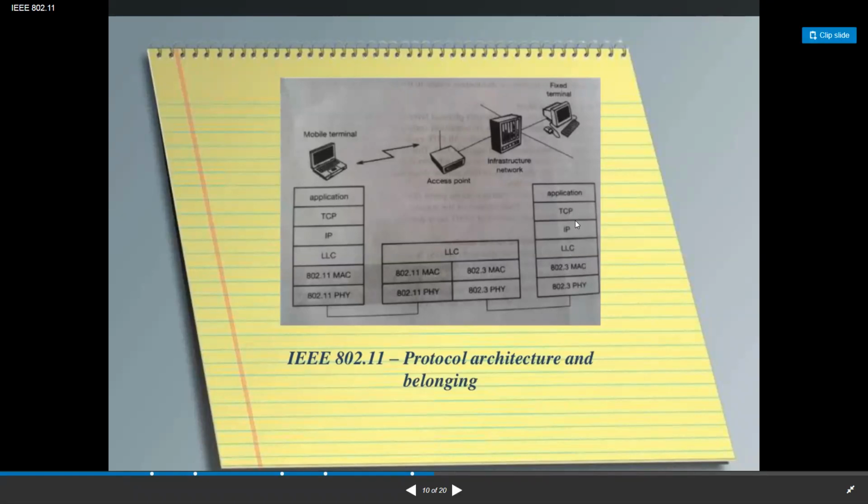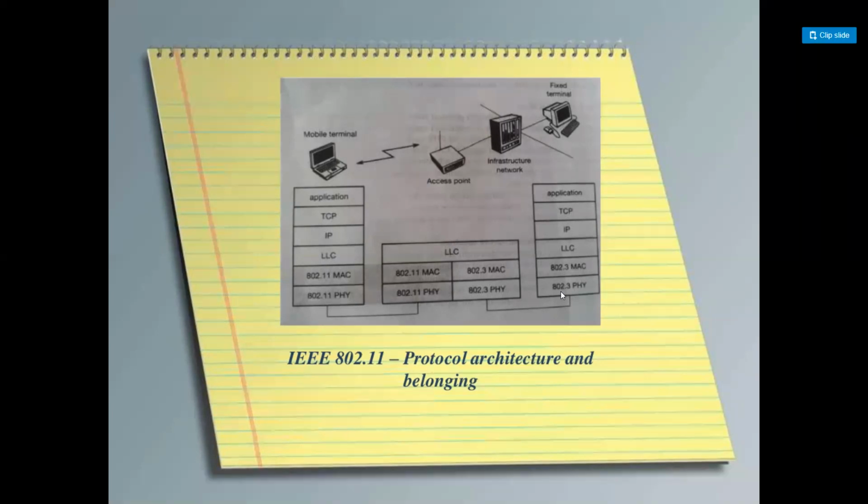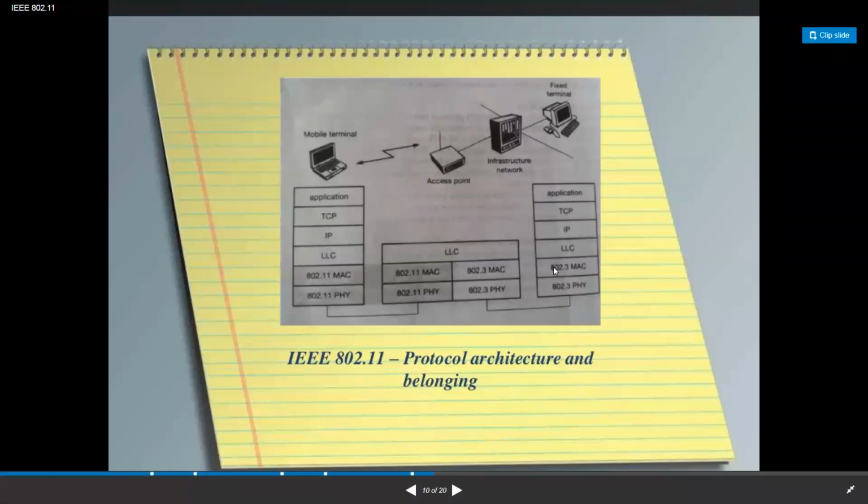Now coming to the fixed terminal. Let us assume it is a desktop. See here, 802.3 physical layer. Why do we say this is 802.3? This is a fixed station. A fixed station uses an 802.3 cable, that is, an Ethernet cable. That is the reason it is the 802.3 physical layer, 802.3 MAC sublayer, and this is the LLC, logical link control of the data link layer, and IP is the network layer protocol, TCP is the transport layer protocol, and this is the application layer.